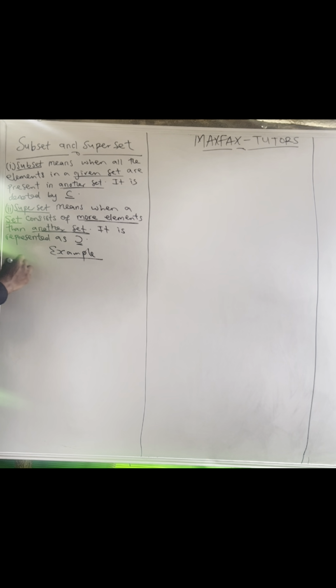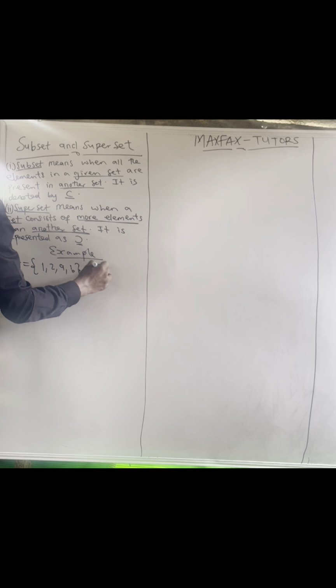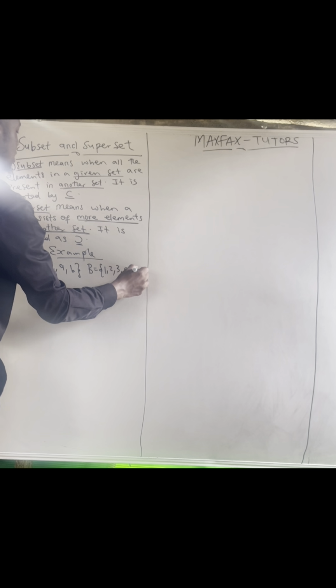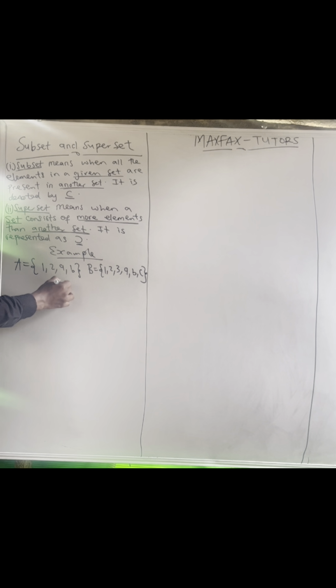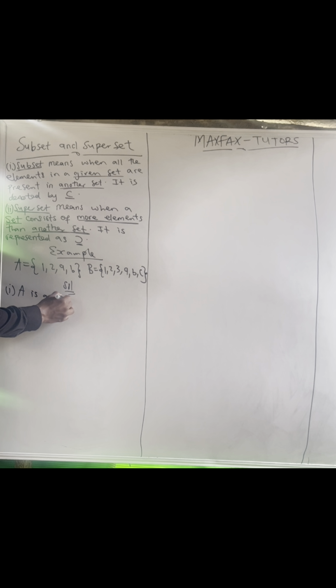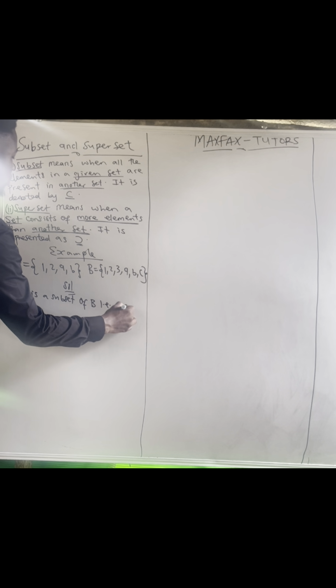Guys, let's look at an example. Let's say set A equals {1, 2, a, b}, and set B equals {1, 2, 3, a, b, c}. So solution. Guys, we are going to say that the members in set A are 1, 2, a, b. The members in set B are 1, 2, 3, a, b, c. Guys, we are going to see that number 1, A is a subset of B. That is to say, A is a subset of B.